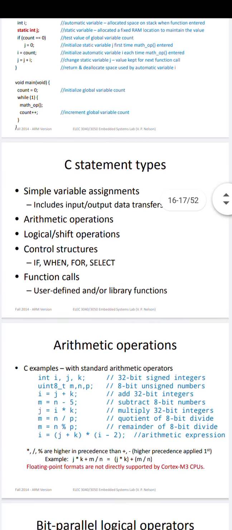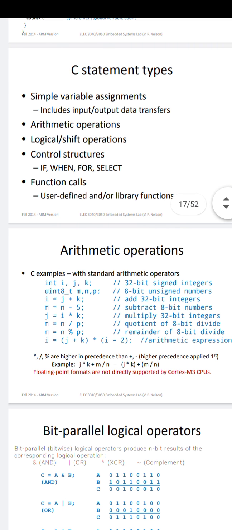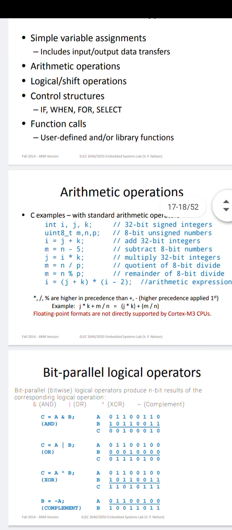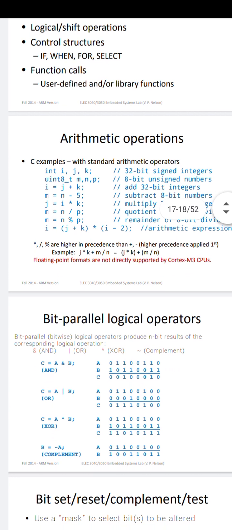Then next is the C statement types. These are simple variable assignments, arithmetic operators, logical shift operators, control structures such as if, while, for or switch, function calls, user defined, and library functions. Now these are arithmetic operations: addition, subtraction, multiplication, quotient, and remainder.